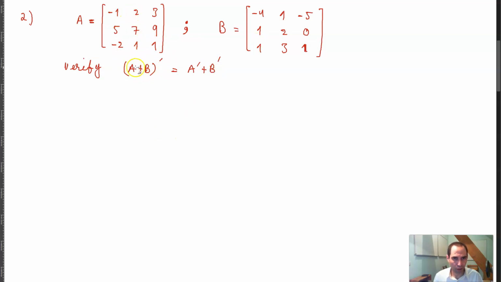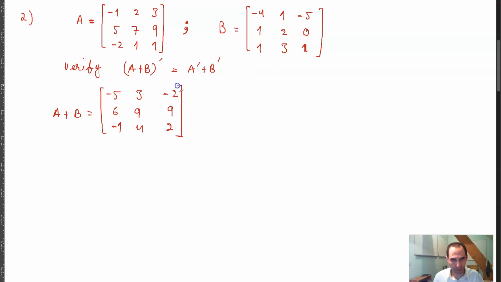So if I add A and B together, what I will get is basically these two matrices added together: -1 plus -4 is -5, 2 plus 1 is 3, 3 plus -5 is -2, 5 plus 1 is 6, 7 plus 2 is 9, 9 plus 0 is 9, -2 plus 1 is -1, 1 plus 3 is 4, and 1 plus 1 is 2.